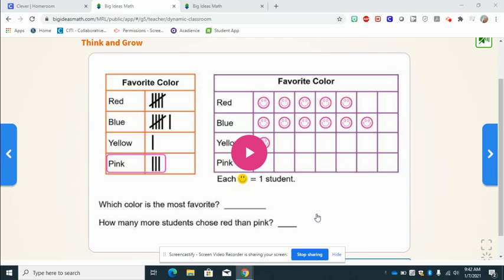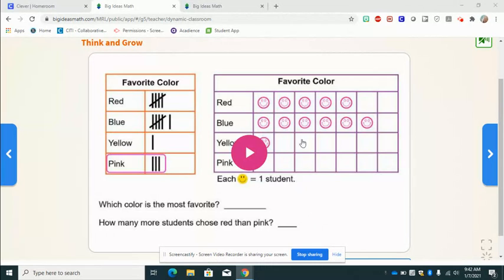Boys and girls, we're going to continue with Chapter 13 in math, and we are now on Lesson 13.3. We are going to use data to make pictographs. On my big ideas, my explore and grow activity is not working correctly, so we're going to skip that part, and we're going to go to our think and grow activity, which is on page 626 in your math books if you want to follow along.